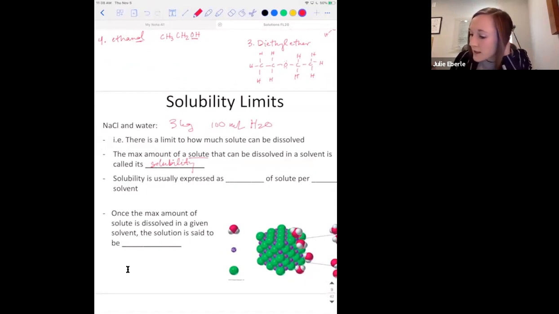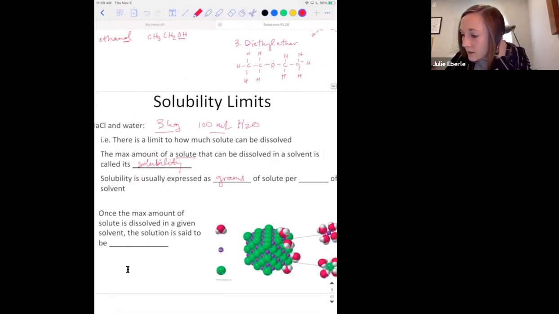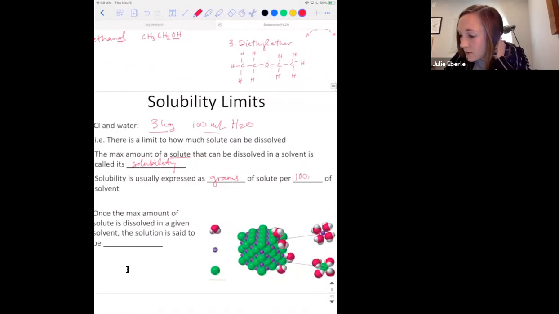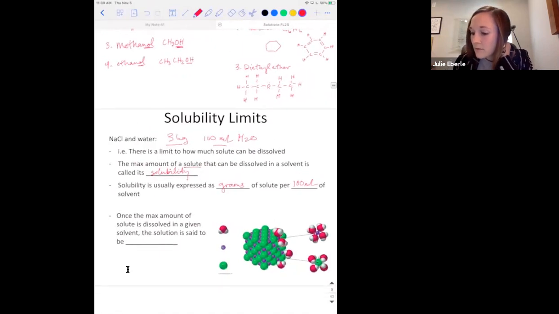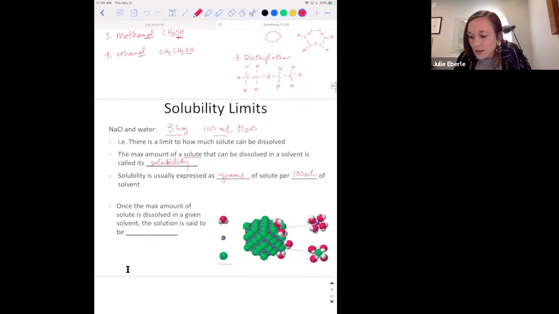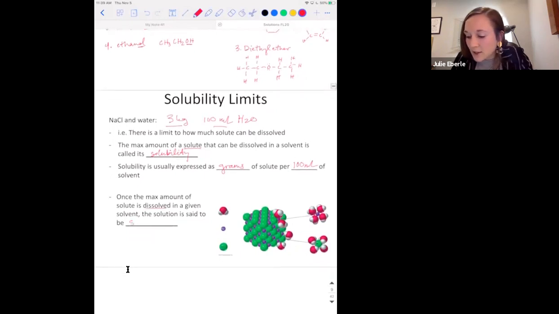And it's usually expressed as, just as we wrote up here, grams of solute per 100 milliliters of solvent. So just as we wrote with the salt in the water up above, the grams of solute per 100 mils of solvent, that is usually how solubility is expressed. Once the max amount of solute is dissolved in a given solvent, the solution is said to be saturated.